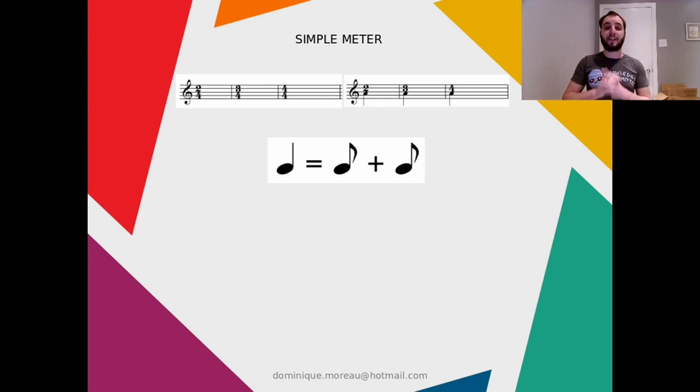And before we move on, I'm sure you already know that a quarter note is equal to 2 eighth notes, which means that each of those beats can be split into equal parts.